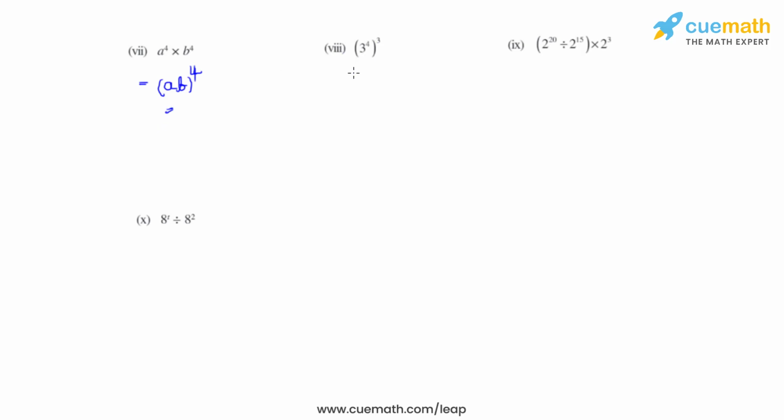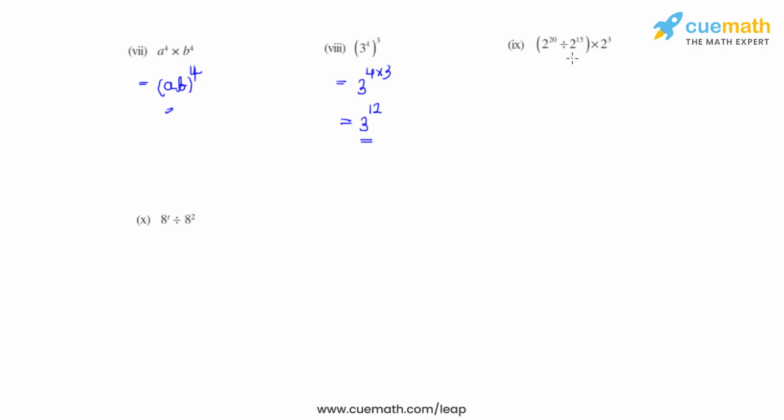Coming to the eighth bit, we have already made use of a law which will be used here. We see a number which has got a power, which is 3 raised to 4, and this number is also raised to another power, which is 3. So we'll read it as 3 raised to 4 whole raised to 3. In this case, the powers get multiplied. So we will write 3 raised to 4 times 3, and that gives us the answer 3 raised to 12. So this is the answer for the eighth bit.